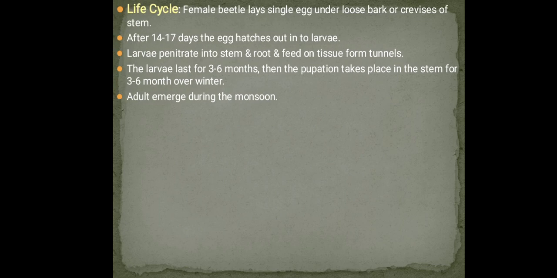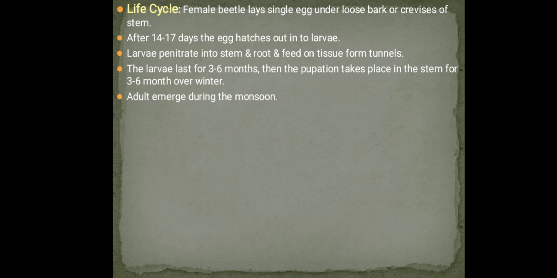Then we study the life cycle of this mango stem borer. It again shows the holometabolous type of development, meaning complete metamorphosis from egg, larva, pupa, and adult. Female beetle lays a single egg under the loose bark or in the diseased part of the trunk or in a crevice of the stem. After the incubation period of 14 to 70 days, the egg hatches out.